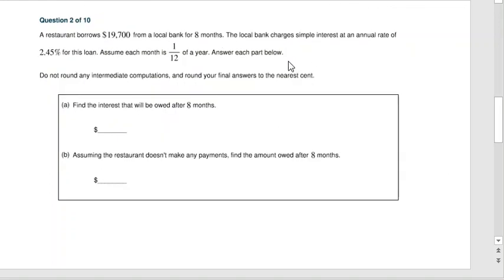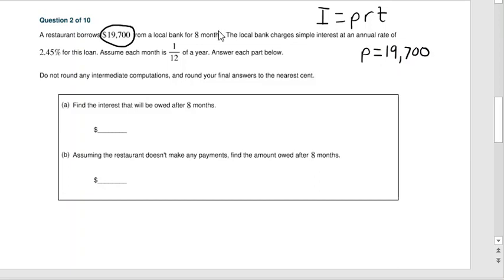Okay, so let's go ahead and look at another one. This question says, a restaurant borrows $19,700 from a local bank for 8 months. The local bank charges simple interest at an annual rate of 2.45% for this loan. Assume each month is 1/12 of a year. Answer each part below. Remember, we are going to be using the simple interest formula: interest is equal to principal times rate times time. The principal is the amount borrowed or invested. So the restaurant borrows $19,700. That is our principal.